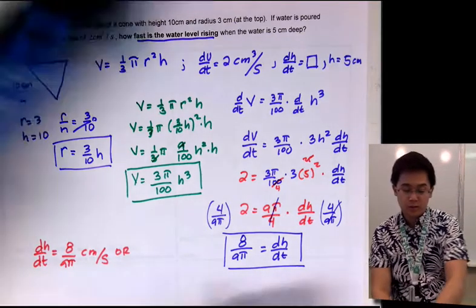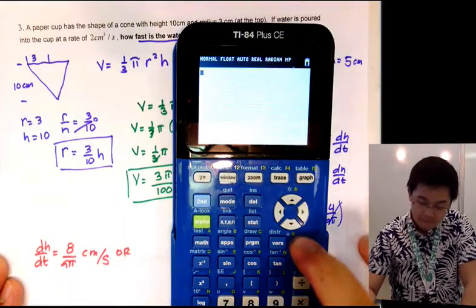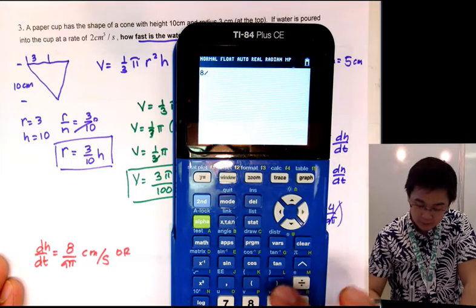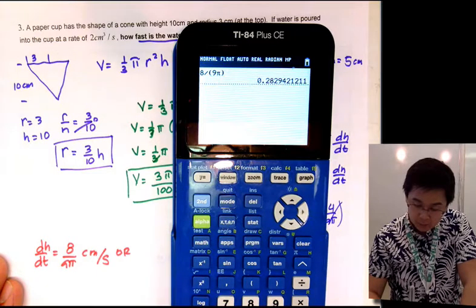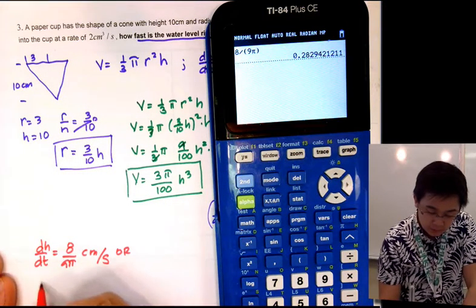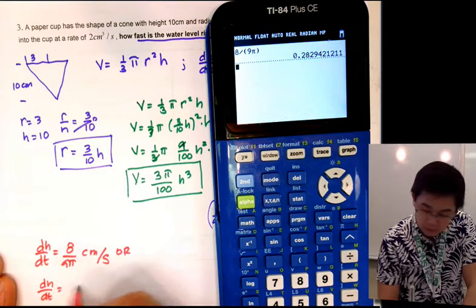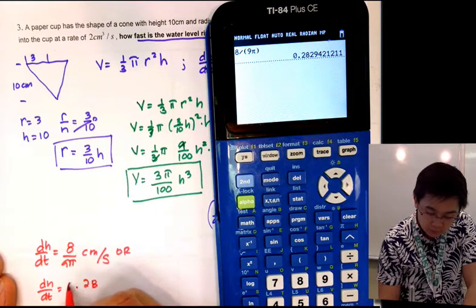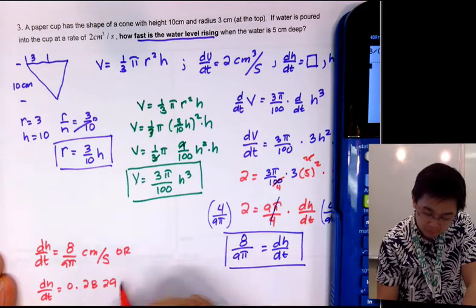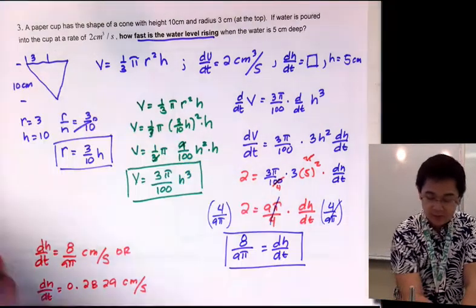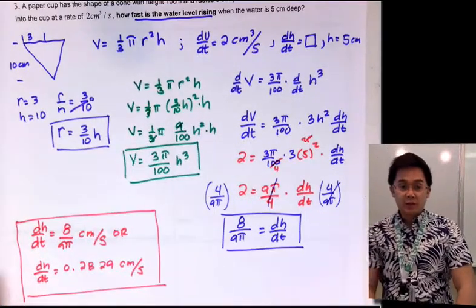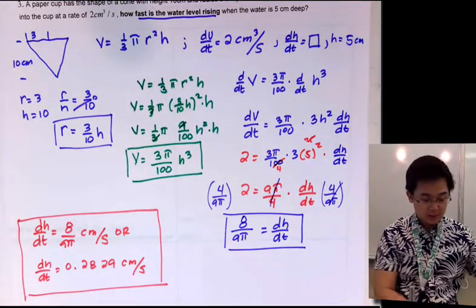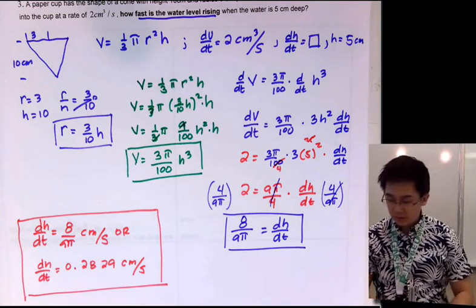Or if you want to change it in decimal form, 8 divided by 9 pi is 0.2829. So dh over dt is 0.2829 centimeters per second. So this is how we find the dh/dt using implicit differentiation.